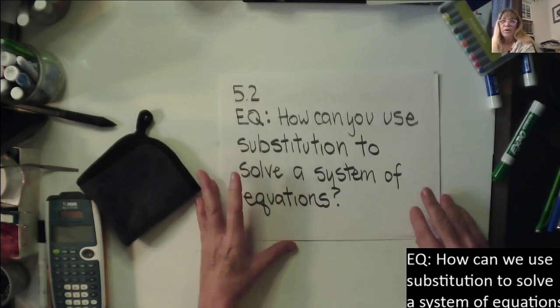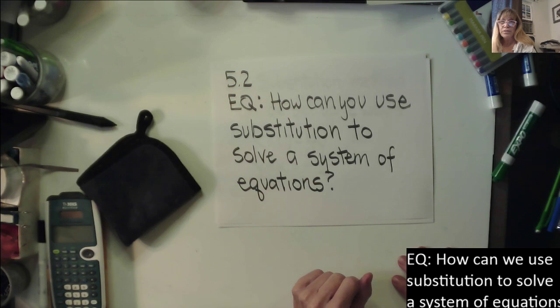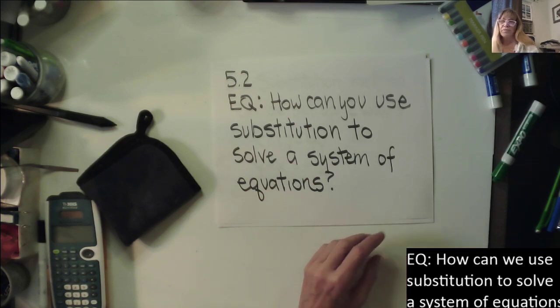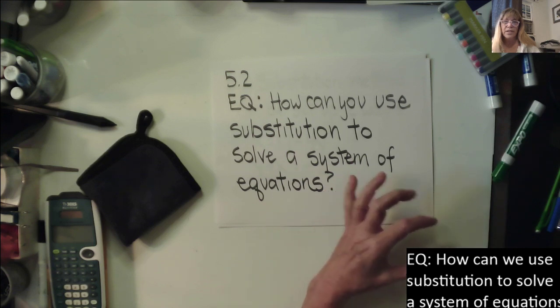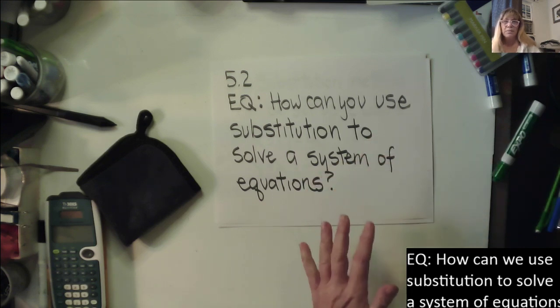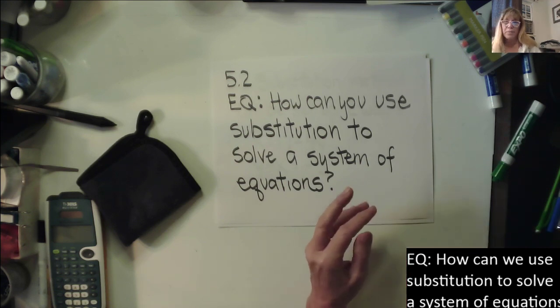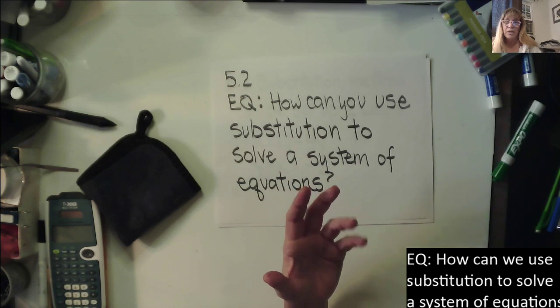Okay, we are going to move on now to the essential question. How can we use substitution to solve a system of equations? And notice that it's right here in this little square. I'm not going to keep that up long. I'll keep it up for a minute, maybe, as I'm talking.